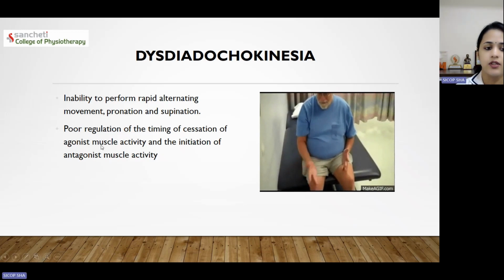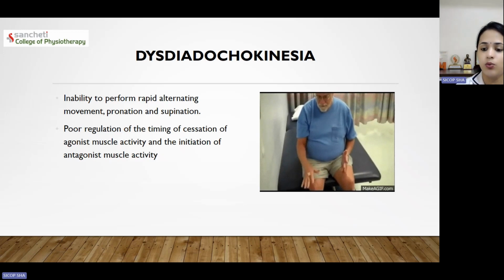So the reason for it is poor regulation of the timing of the muscles, that the muscles that are active need to stop firing and the muscles that are going to be active need to start firing.